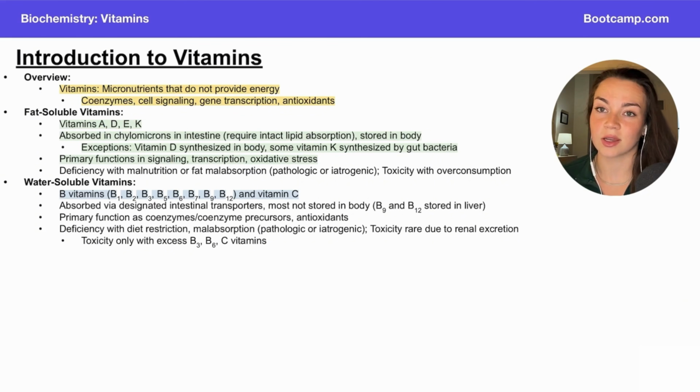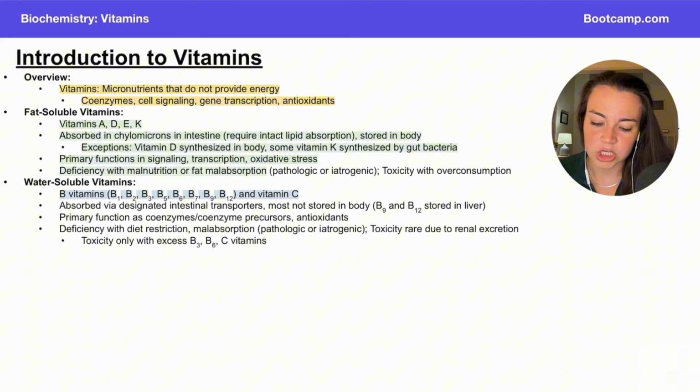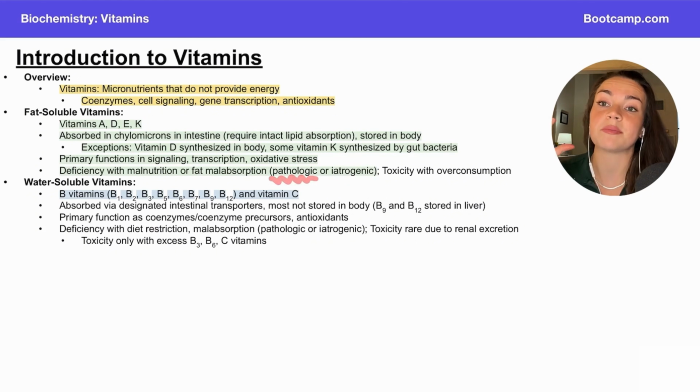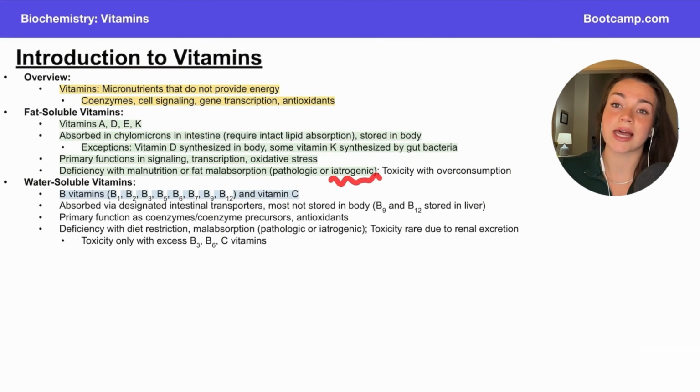Now, because these fat-soluble vitamins, like we said, do require fat in order to be absorbed, a lack of fat absorption is going to lead to a lack of fat-soluble vitamins. So you can become deficient in vitamins A, D, E, and K in processes like malnutrition or fat malabsorption. And this can be pathologic or it can be iatrogenic. From a pathologic standpoint, we might be thinking about causes of steatorrhea, like cystic fibrosis or celiac disease, or any cause of bile acid malabsorption, but there are also medications like orlistat or mineral oil that can also cause this.